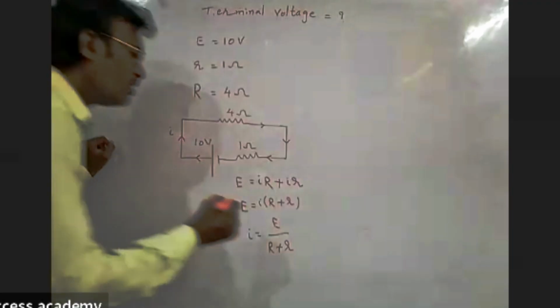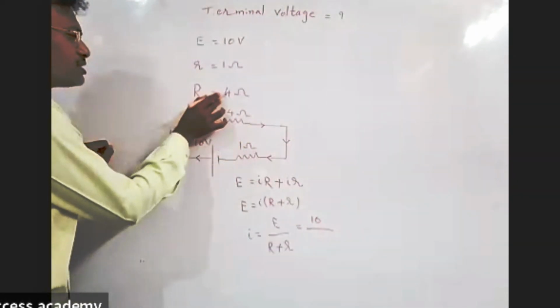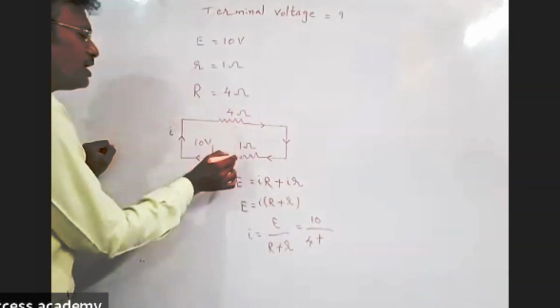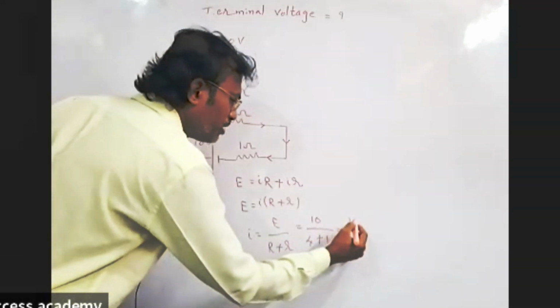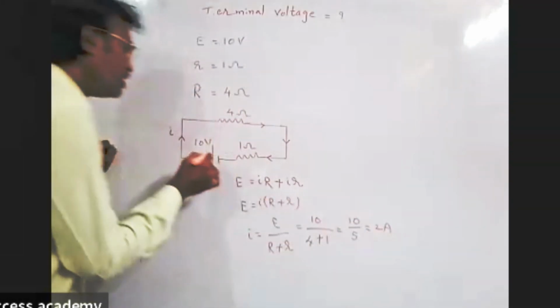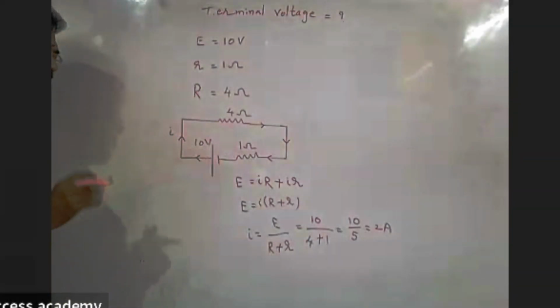Okay, now what is the E value? EMF is 10 volt. Capital R is the external resistor, given as 4 ohm. Small r is the internal resistance, given in the problem as 1 ohm. 10 by 5 is equal to 2 ampere. This is the current passing through the circuit, the current delivered from the battery. Now we need to calculate the terminal voltage.